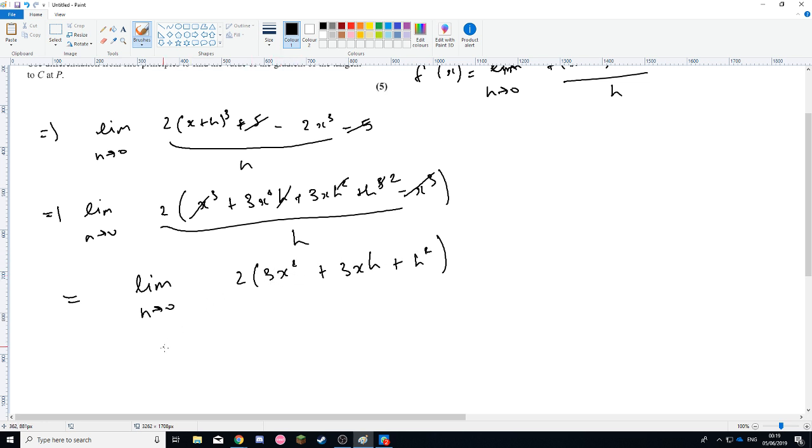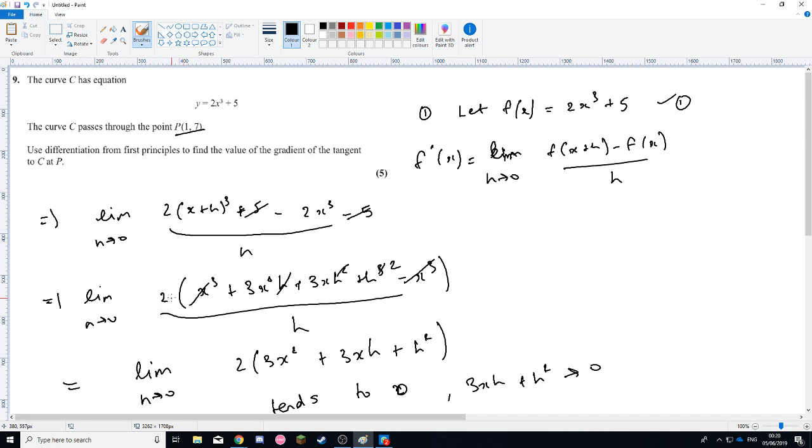As h tends to 0, f prime of x tends to 6x squared, because 3xh and h squared tend to 0. Therefore f prime of x equals 6x squared. Yeah, that's enough justification.